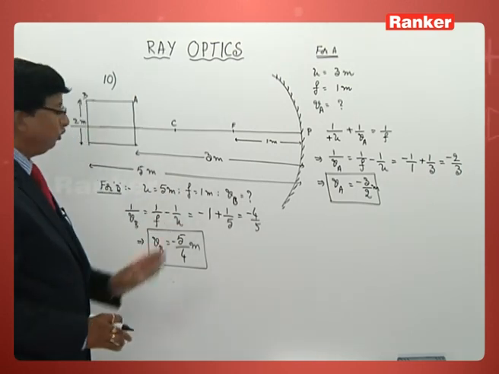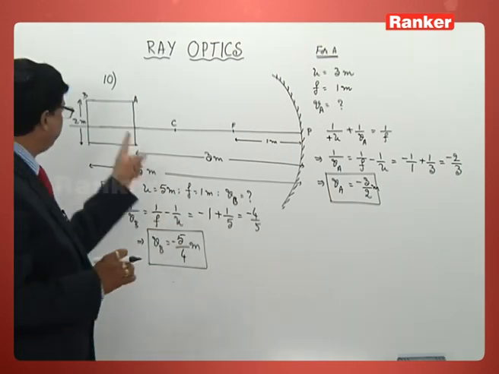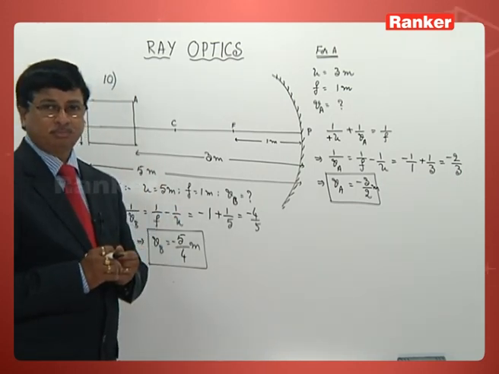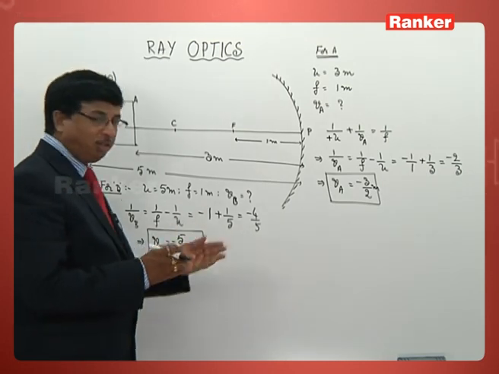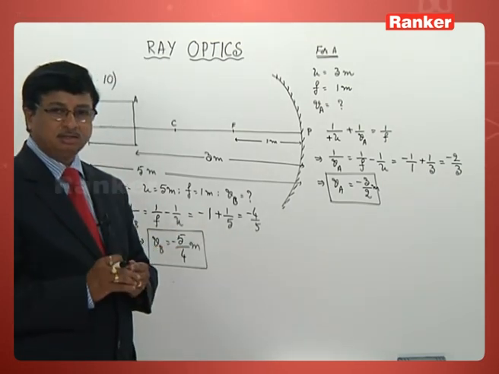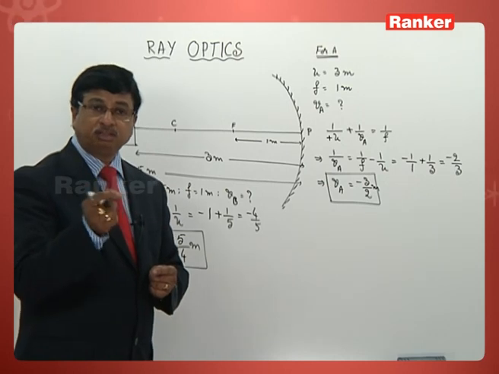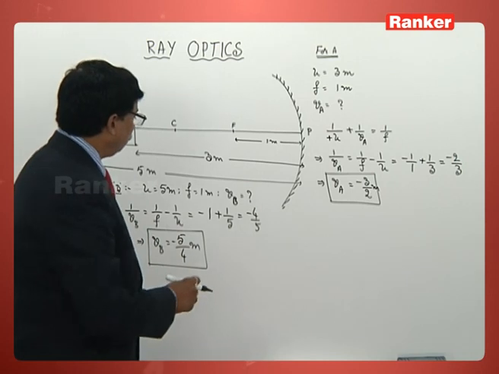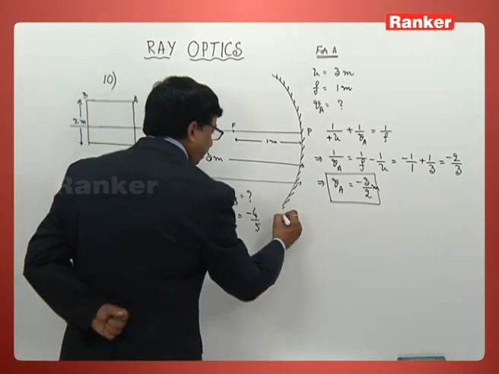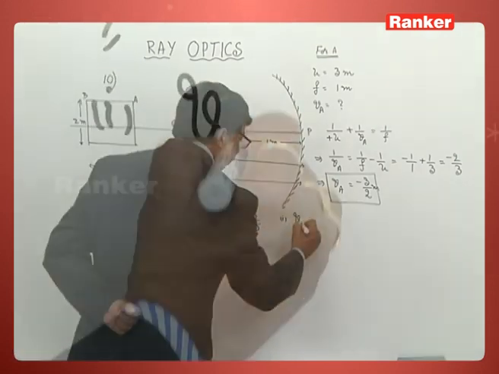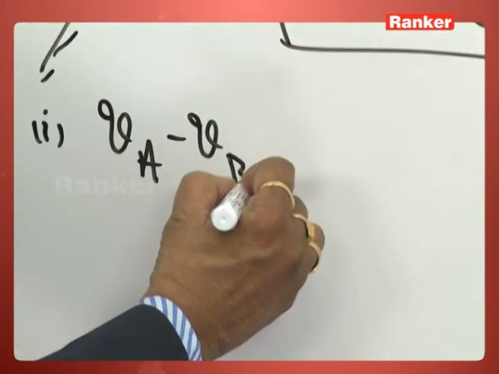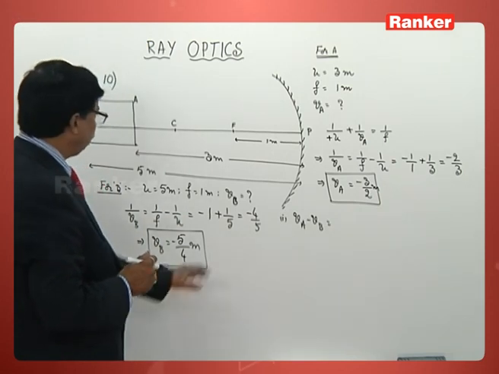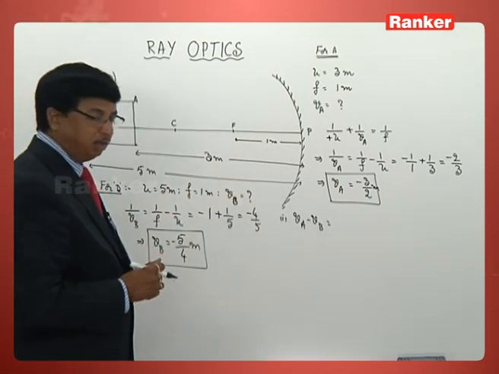So both the values of image distances of A and B, I have got them. Now you can understand what is the first bit he is asking. Distance between the images of face A and face B. So you can definitely understand the first bit. What is VA minus VB? That is the question he is asking. What is VA minus VB?